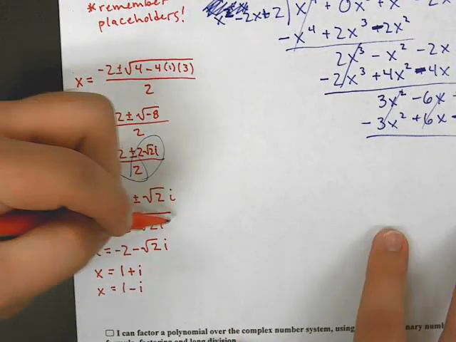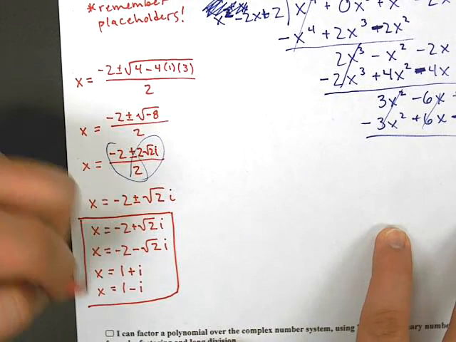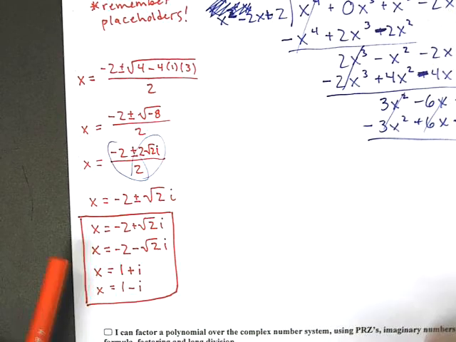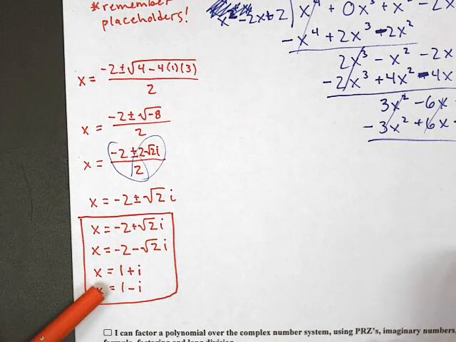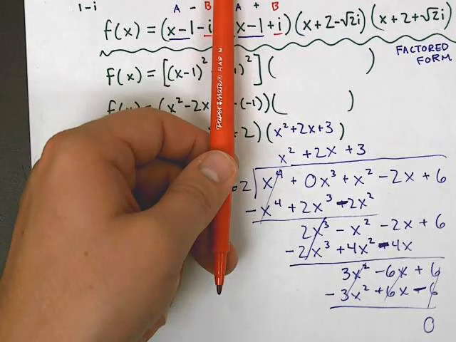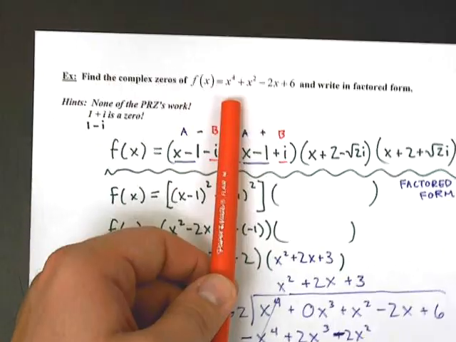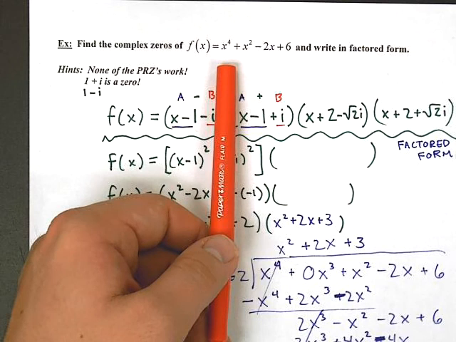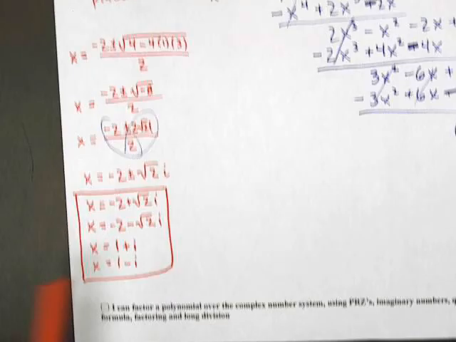Does this make sense now, hopefully, why the PRZs weren't going to work? Look at all of our solutions here. None of them are real. If we were going to graph this polynomial, it would not have any x-intercepts because all of the solutions are imaginary.